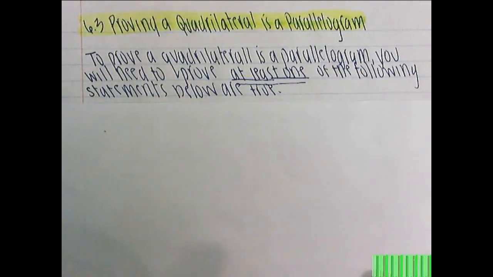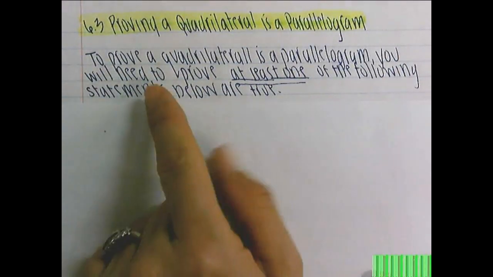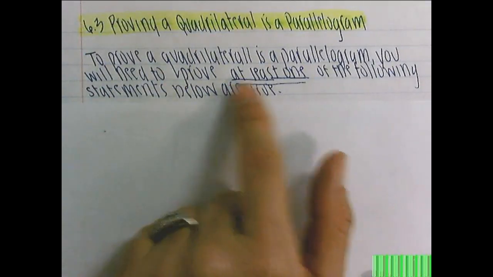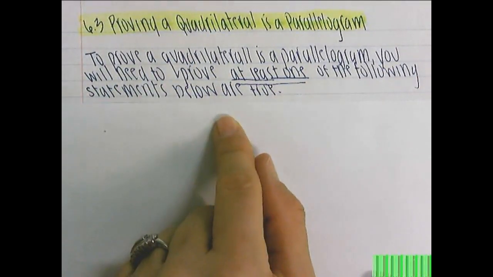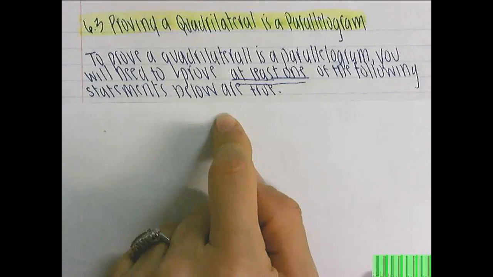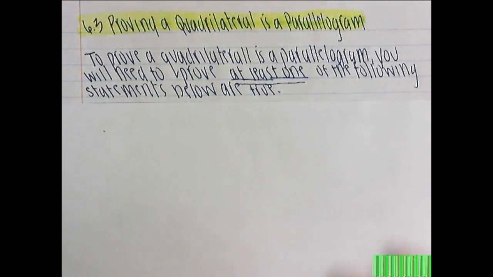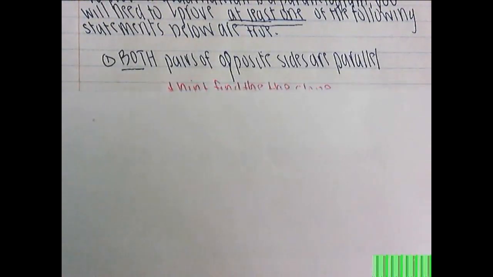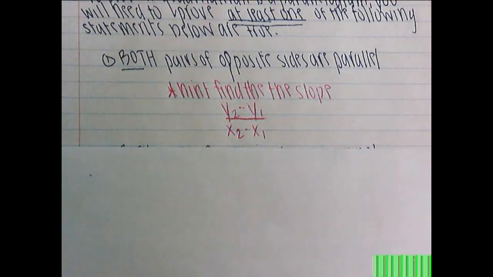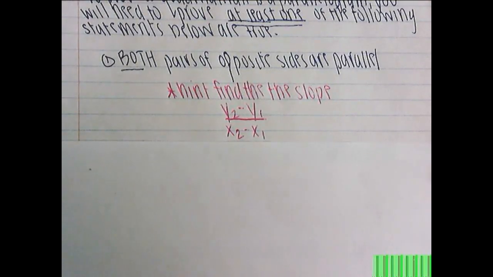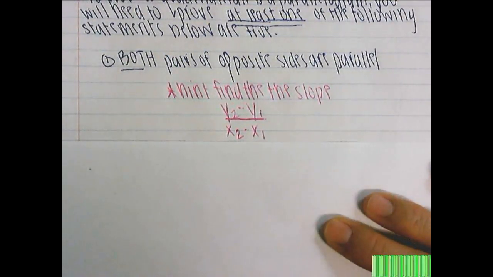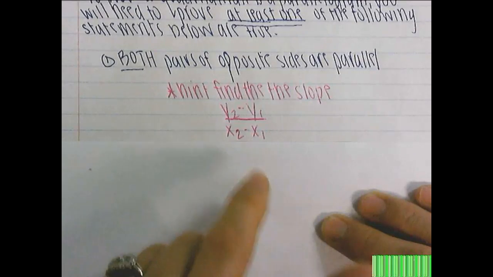Hey guys, for 6.3 we want to prove that a quadrilateral is a parallelogram. So in order to do that, you need to prove at least one of these following statements below is true. Alright, the first one is we need to prove that both pairs of opposite sides are parallel, right? We talked about them being parallel today, but this time we need to prove it.